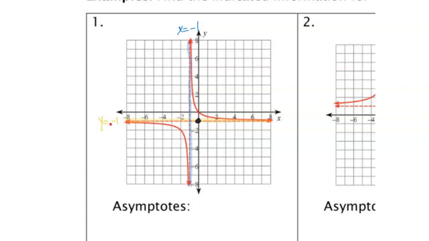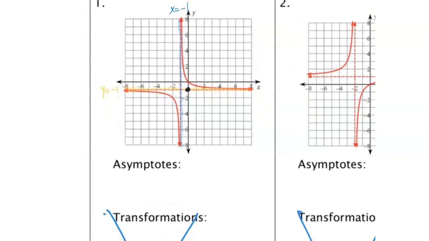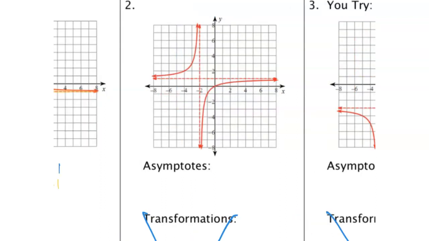So basically, for all horizontal lines, your answer will be y equals, and then the number that it's going through on the y-axis. And for your vertical lines, your answer will be x equals, and then the number that it's going through on the x-axis. So writing our final answers here, we have x equals negative 1, and the other was y equals negative 1. All right, let's try number 2.